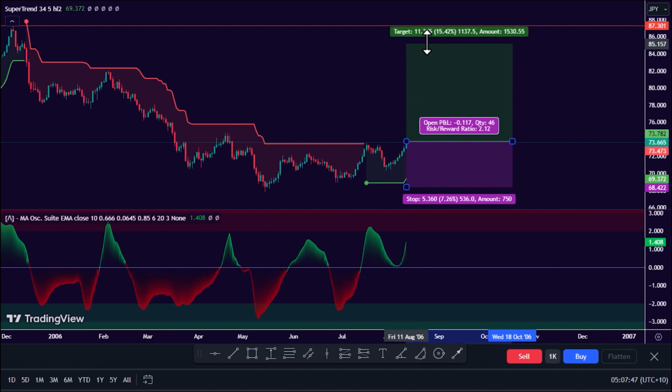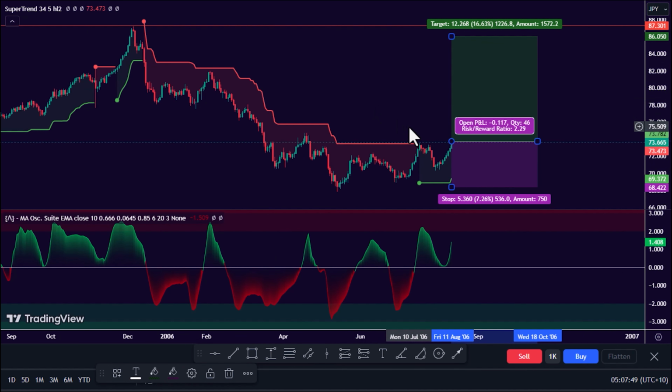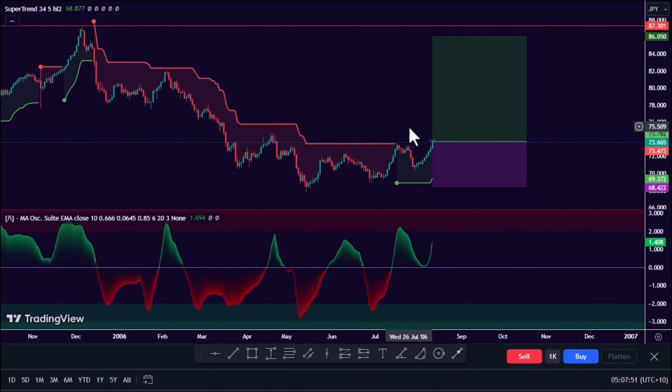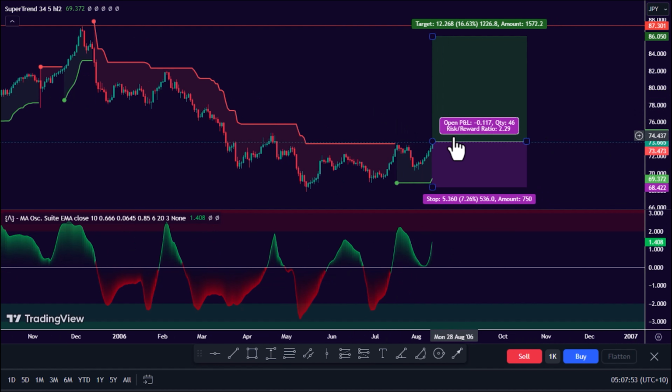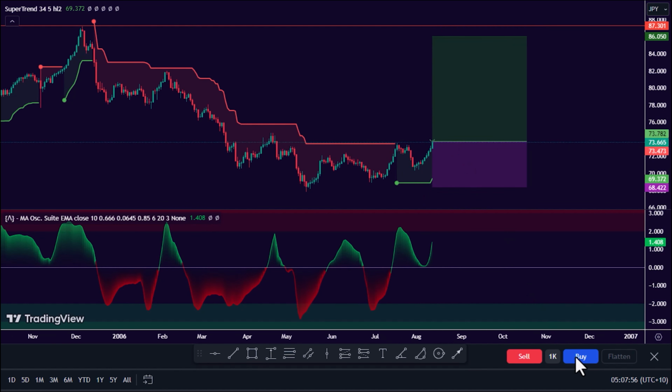Once all conditions are met, enter a long position. Set the stop loss just below the resistance level and the take profit at 2 times the risk. Then let the trade run its course.